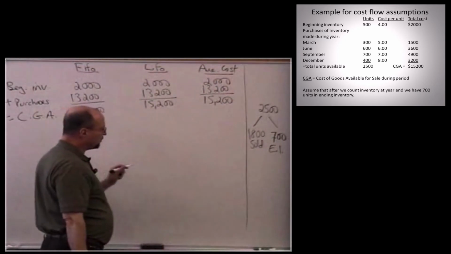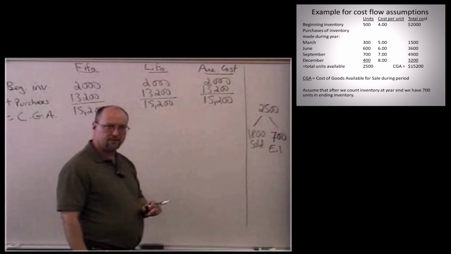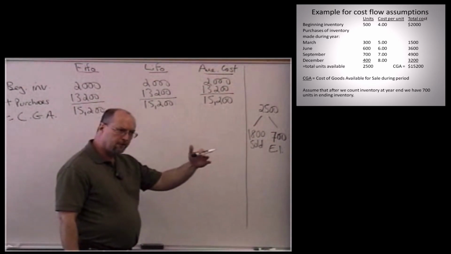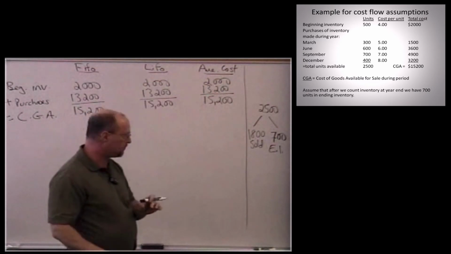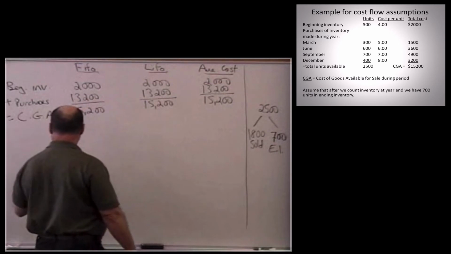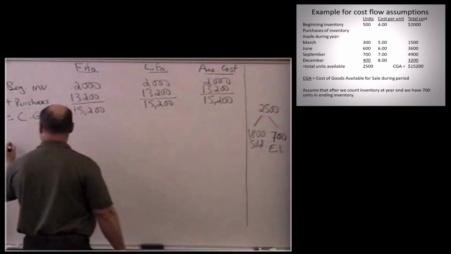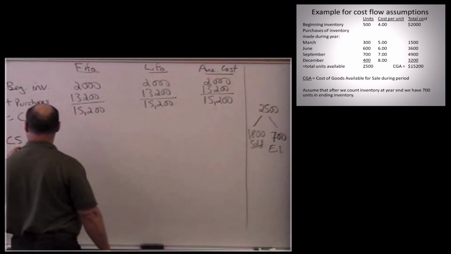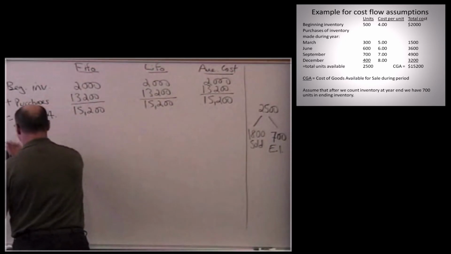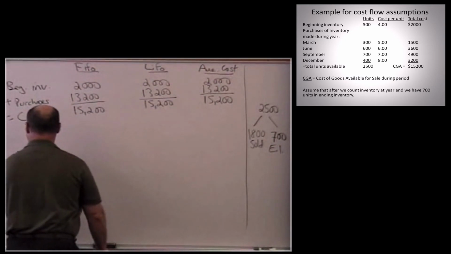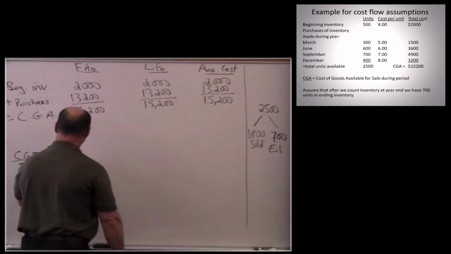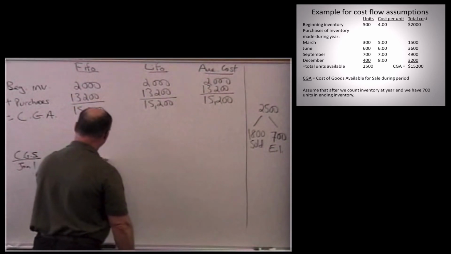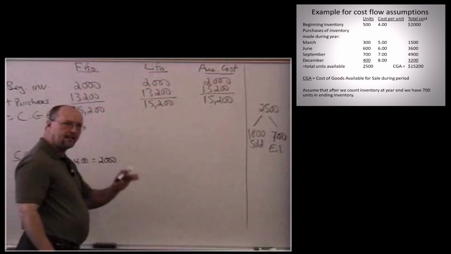If we sold 1,800 units, first in, first out, I must have sold 500 from beginning inventory first. Those were the first items sold. So under FIFO, cost of goods sold, I sold 500 from January 1st, 500 times $4 is $2,000. Now I'm going to keep a little running scorecard.